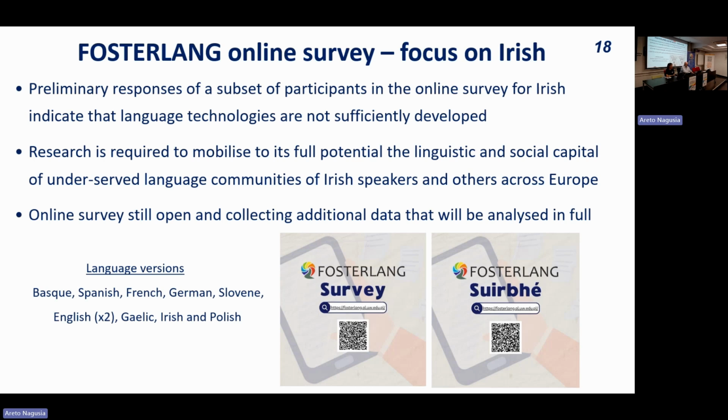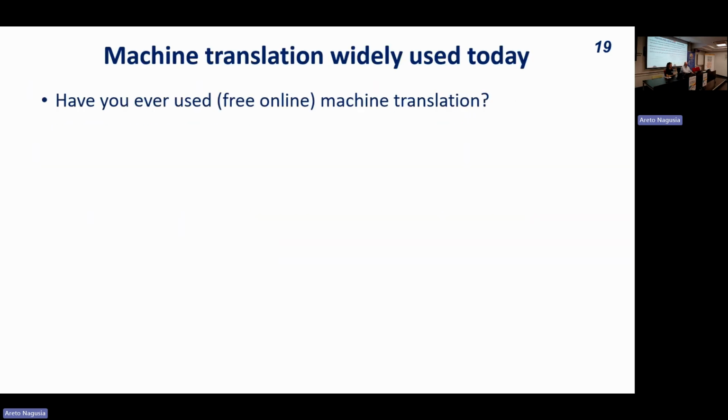But before Federico does that, I want you to keep in mind that we are distributing the survey right now, and the survey is in different languages. It's in Basque, Spanish, French, German, Slovene, English for Scotland, and English for Ireland. It's in Gaelic, in Irish, and in Polish. The idea is that it covers as many language varieties as it can, and we will have more responses and more data to share with you shortly. So now I just hand it to Federico.